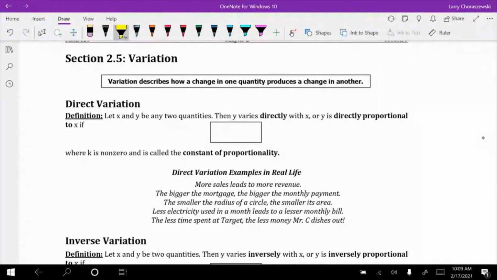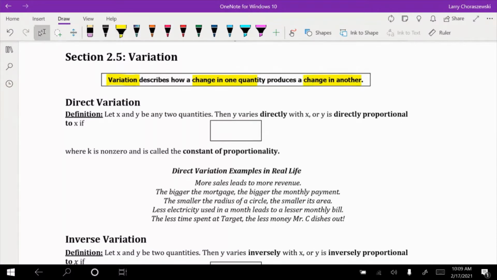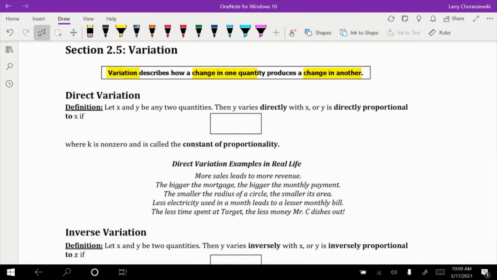Overall, I'm talking about a notion known as variation, and as I mentioned a second ago, it's a way of describing how a change in one quantity produces a change in another. There are a variety of variations that exist. Those that I think are the most important for us are direct variation and inverse variation. And we'll start the discussion with direct variation.